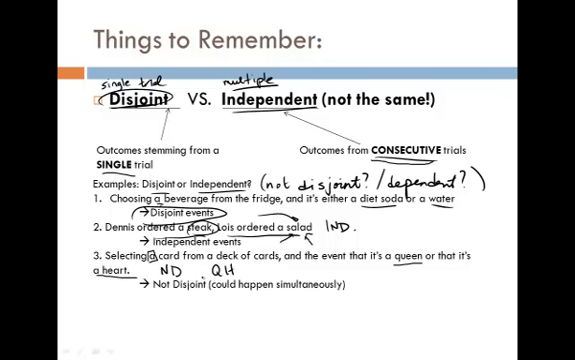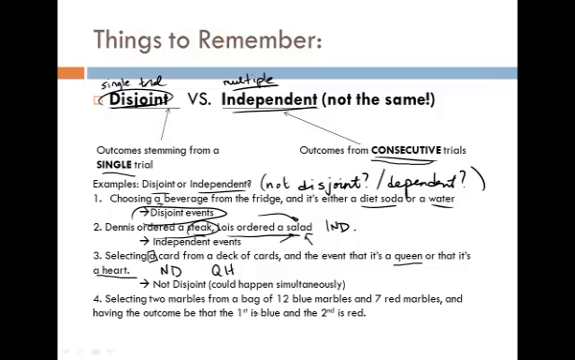All right, selecting 2 marbles from a bag of 12 blues and 7 reds, and having the outcome be that the first is blue and the second is red. All right, so is this a single trial once again, or are these consecutive trials? Once again, key word, right? We're selecting 2 of them, one after the other. And by the way, this is without replacement. I have to say without replacement because if it's with replacement, then it changes. In this case, these are not independent.